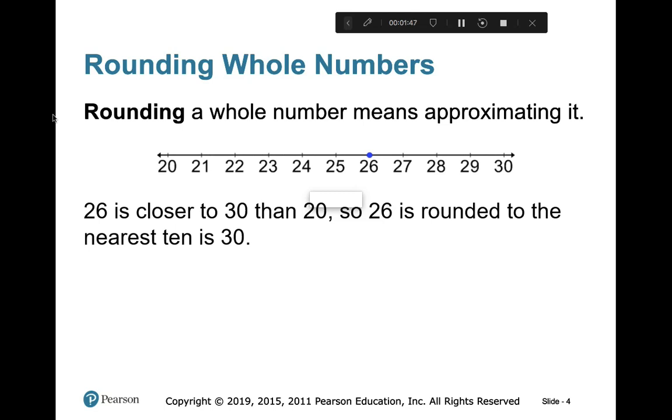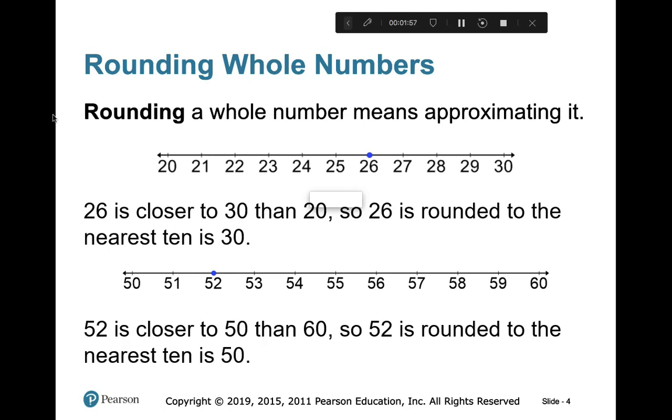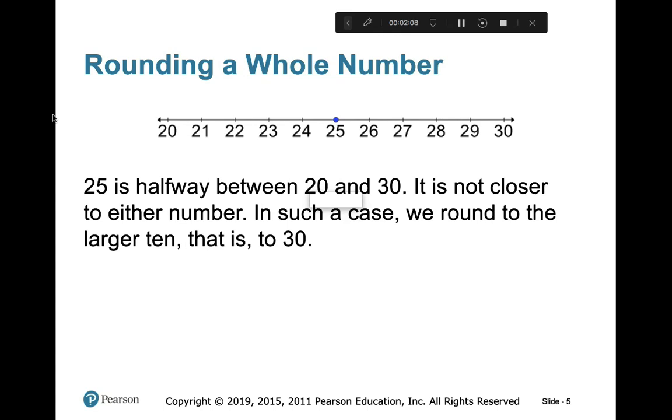You're going to locate the digit to the right of the place value that we're rounding. If it is 5 or greater, you round up. If it is less than 5, you replace all the digits to the right with zeros, to the nearest 100 or to the nearest 1,000. So let's round this to the nearest 10.